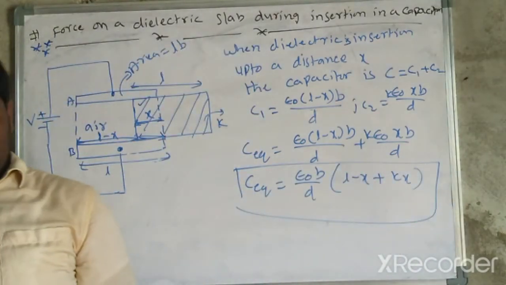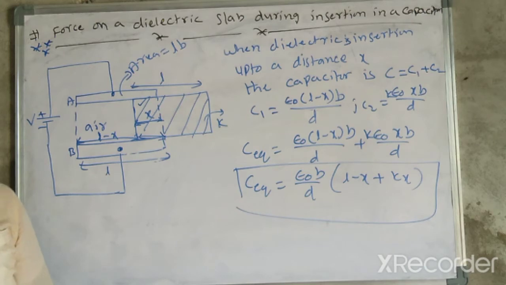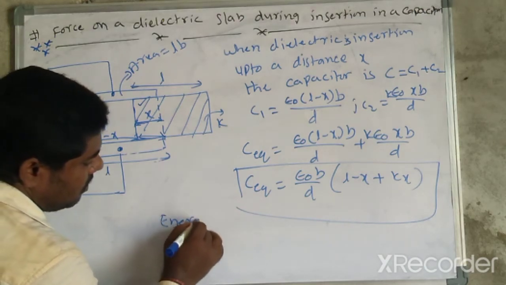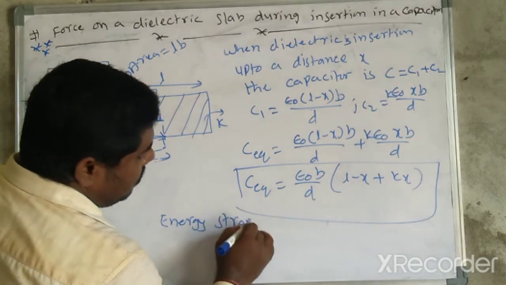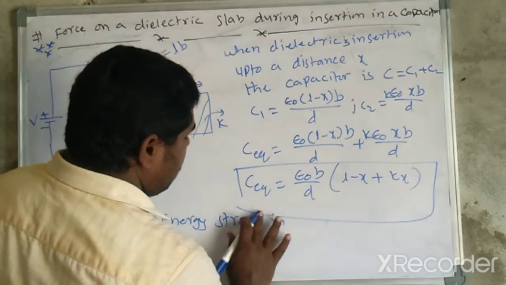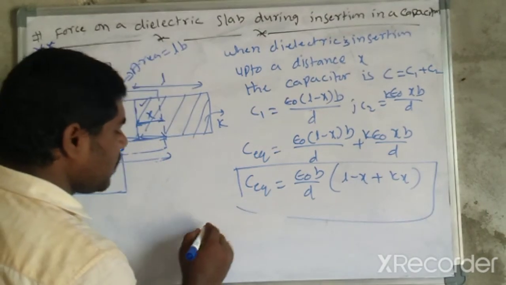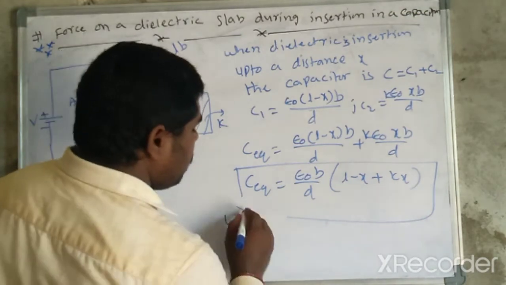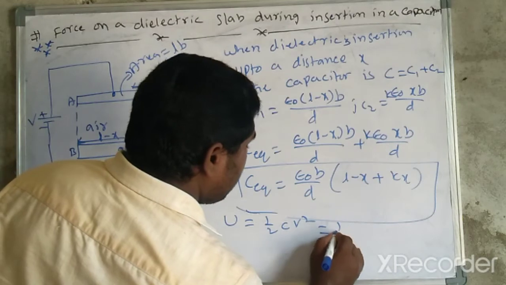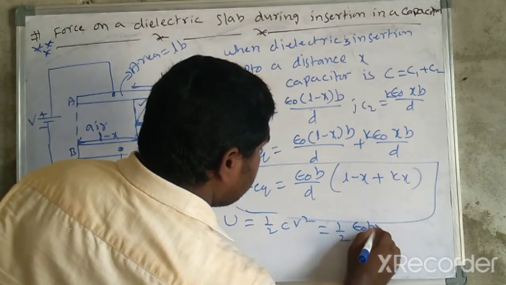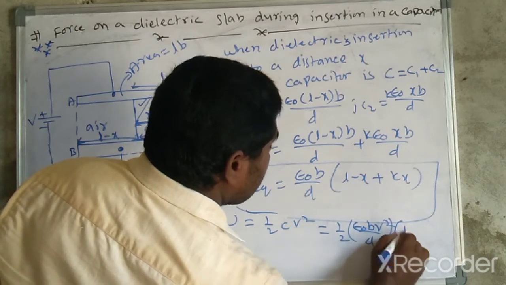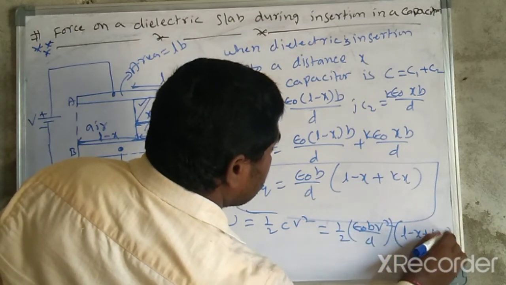So now we know the C value. Here you may find the energy stored in a capacitor, U is equal to 1 by 2 CV square. C is nothing but C equivalent, so U is equal to 1 by 2 epsilon naught B V square by D into (L minus x plus Kx).